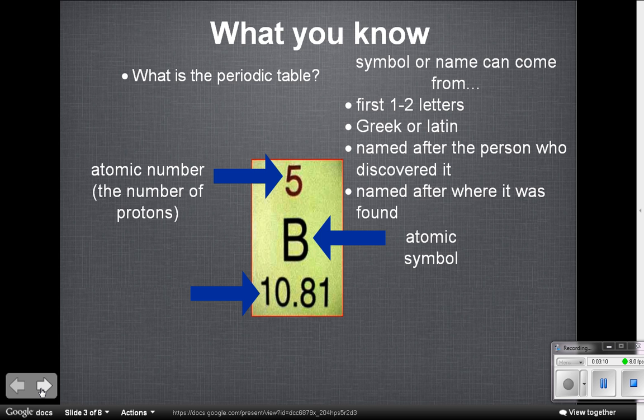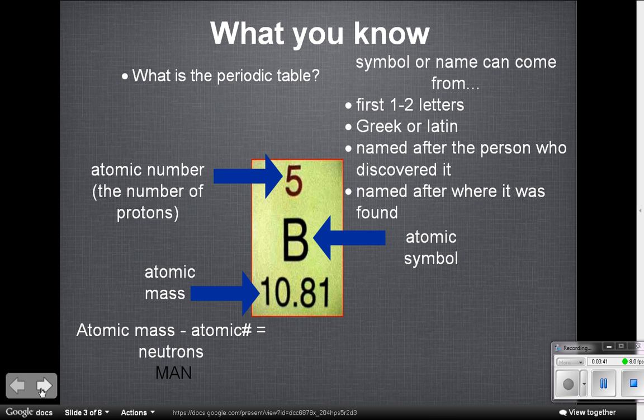And then down the bottom we have atomic mass. So some basic things we need to know. The atomic mass minus the atomic number equals the number of neutrons. So approximately how many neutrons would be in this element boron? Okay, well, hopefully you said 5.